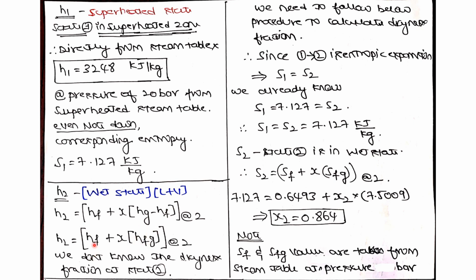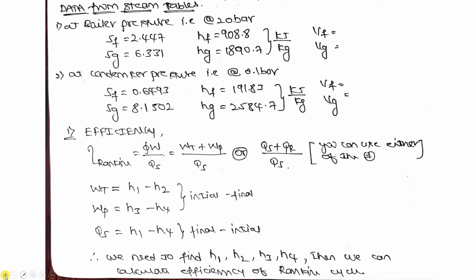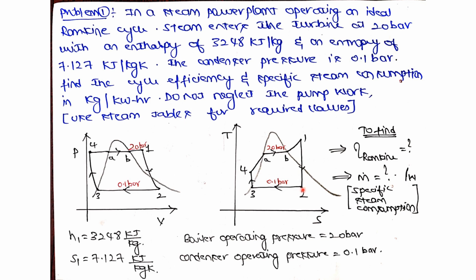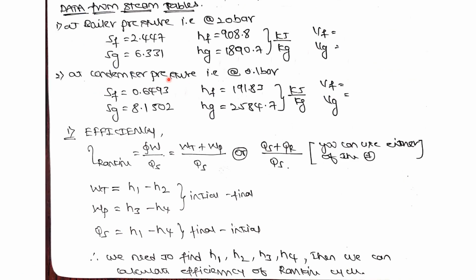So state 2 pressure is 0.1 bar. Look here, state 2 pressure is 0.1 bar. So at condenser pressure of 0.1 bar, what is the value of Hf, Hg and Hfg? You already noted down at the initial stage of the problem. So you will be knowing the values of Hf and Hfg at condenser pressure, that is at state 2. Clear?